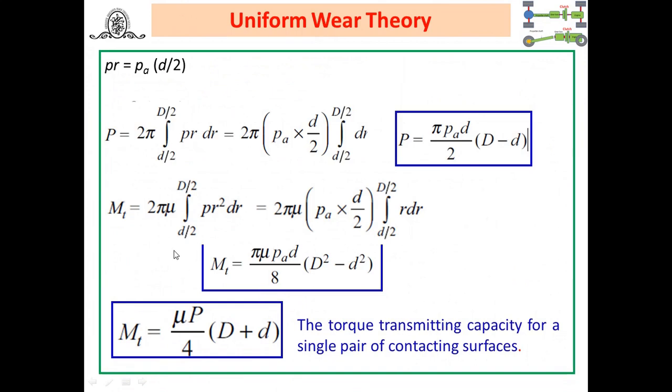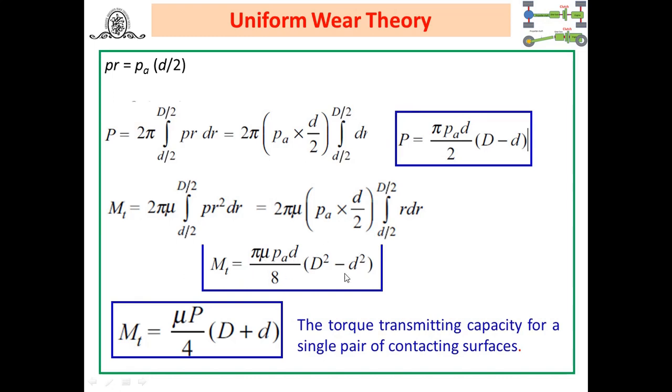This is the expression. Again, we replace pr by pa into d by 2, which I have substituted. You can solve it. You will again get the p r square term, where r square is written in terms of r. So remember these things and take the integration of r square, which gives r cubed by 3, and then substitute the limits of integration. You will get Mt is equal to pi mu pa d by 8 into D square minus d square.